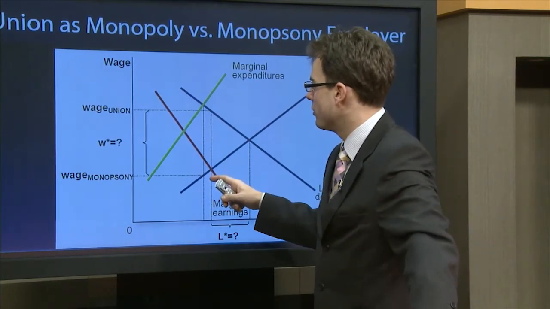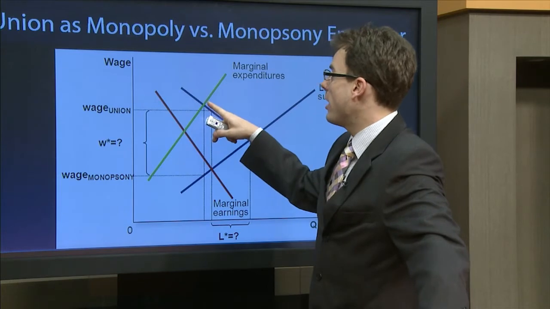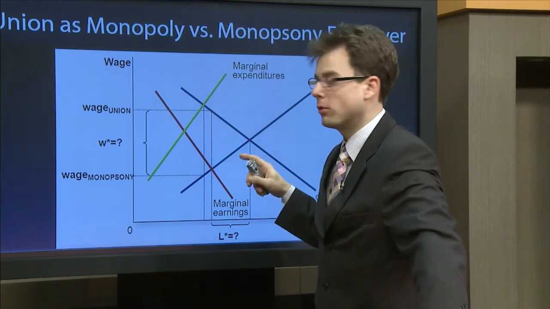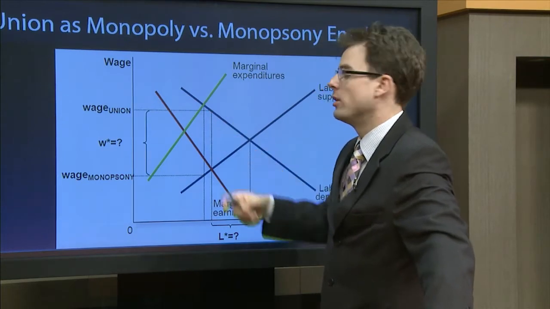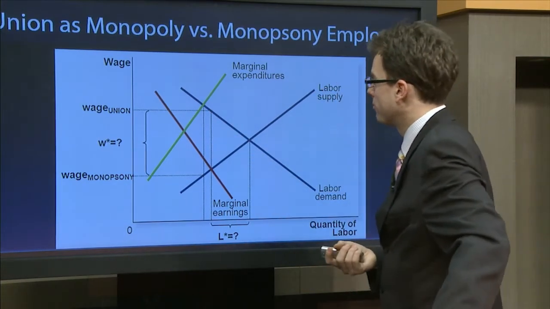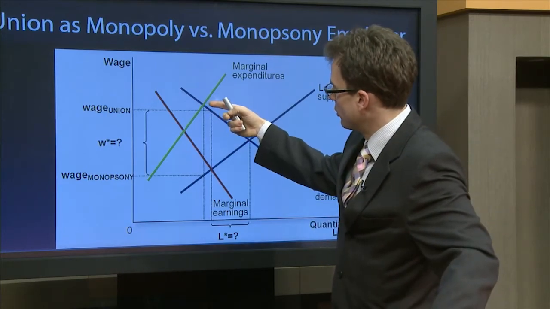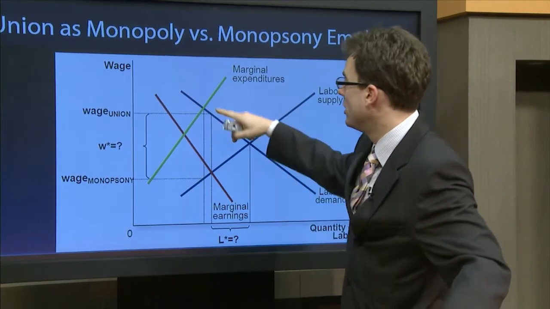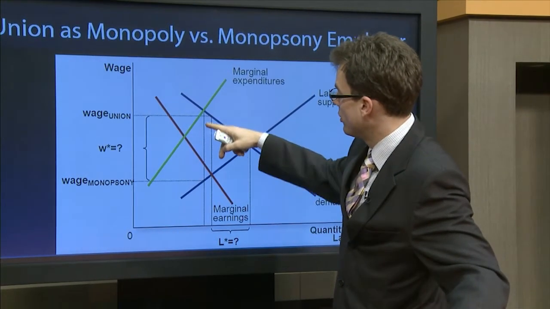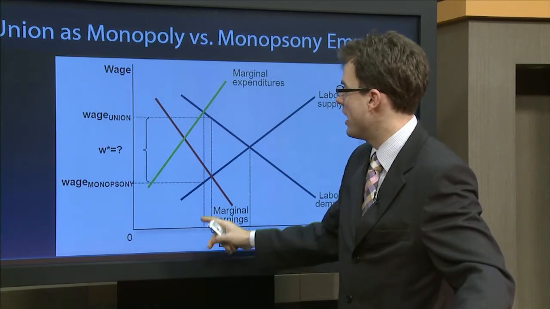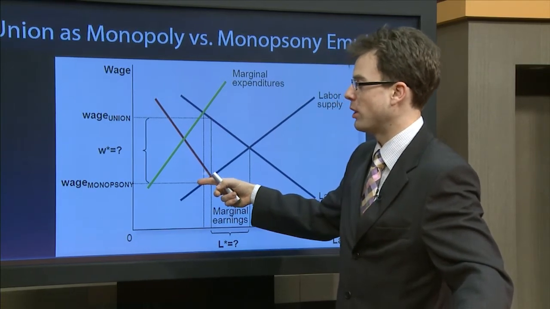And the monopsonist would want to stop hiring workers where marginal expenditures on labor are equal to the value of the marginal product of the marginal worker. So if we only had market power on the demand side, we would conclude that the monopsonist will want to hire this many workers and pay this wage rate.